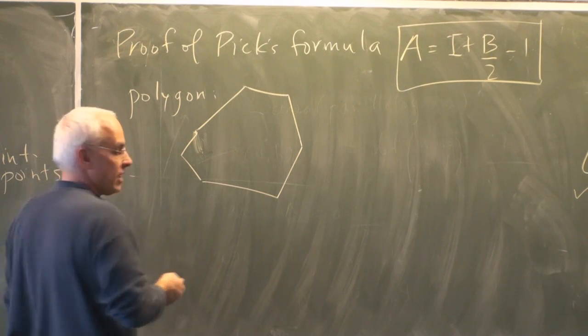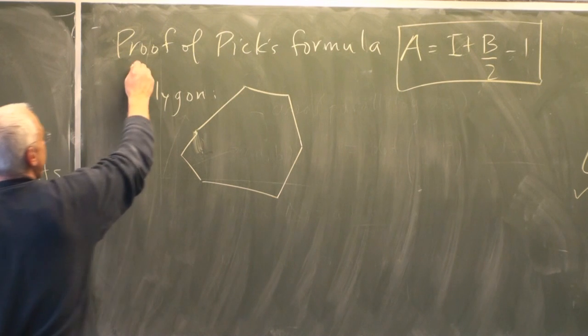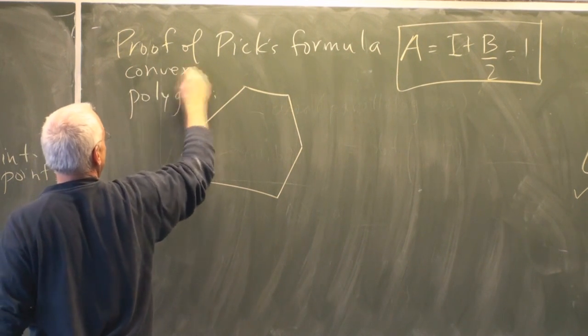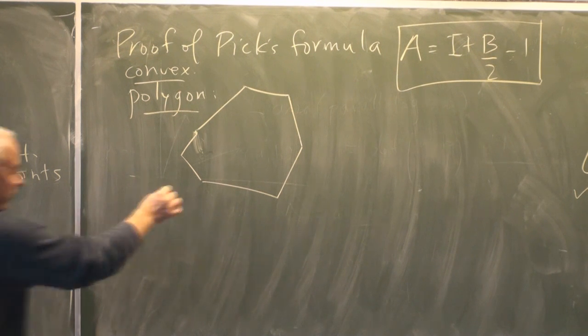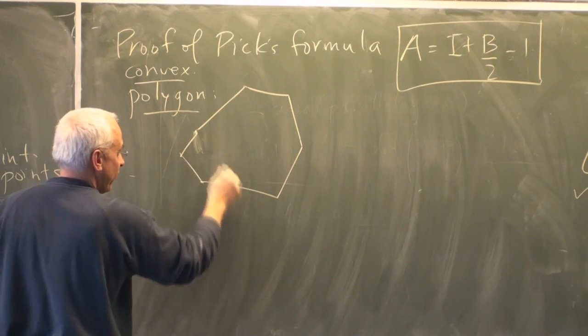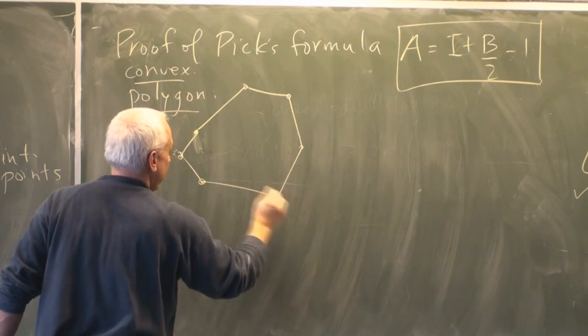And it should be convex, yes. Maybe I didn't say that. It's a convex polygon. Thank you. So these are all integer points. And there are some integer points inside and on the boundary.